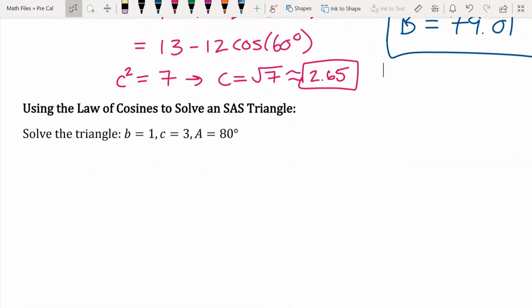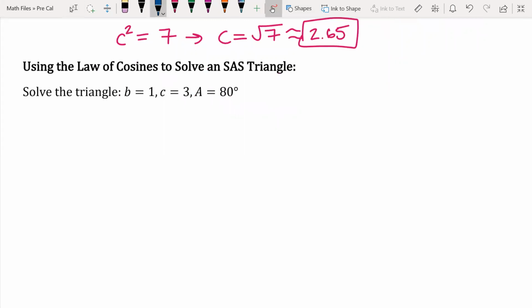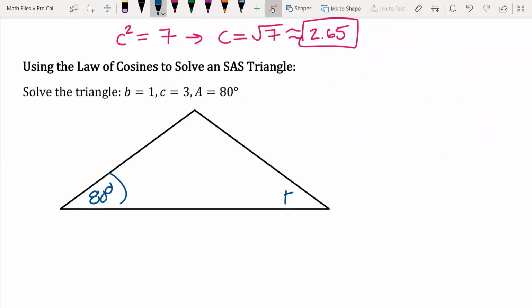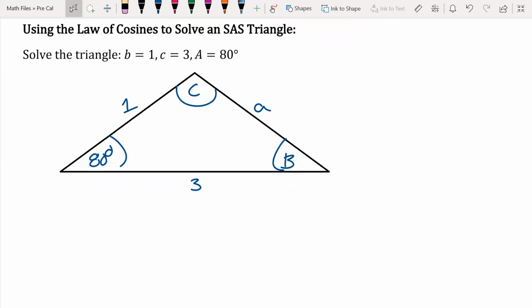All right. So here again, use the law of cosines, and we're given a triangle that is B is 1, C is 3, and A is 80. So here's 80 degrees. We don't know B. We don't know C. We don't know side A, but we know side B is 1 and side C is 3. Okay, cool. Well, here, I believe we have enough information to find side A. So let's do that.